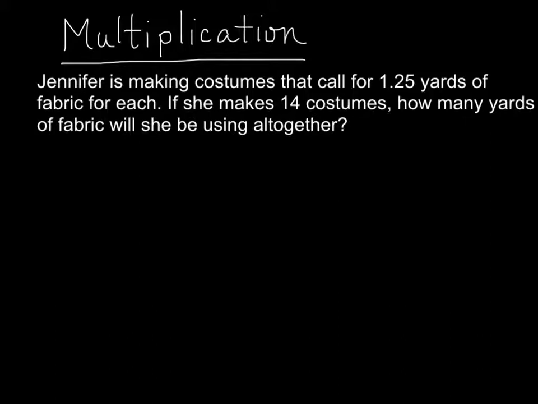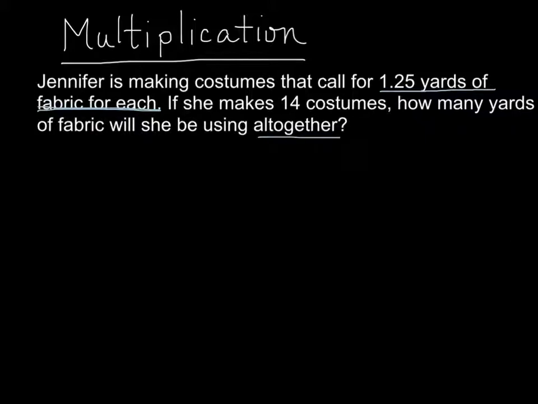So in this first problem, we have Jennifer is making costumes that call for 1 2500 yards of fabric for each. If she makes 14 costumes, how many yards of fabric will she be using altogether? Now, a big mistake that students often make is they see the word altogether and they say, oh, I'm going to add. But you need to read the whole problem and we need to think about the situation. It says she uses 1 2500 yards of fabric for each costume.